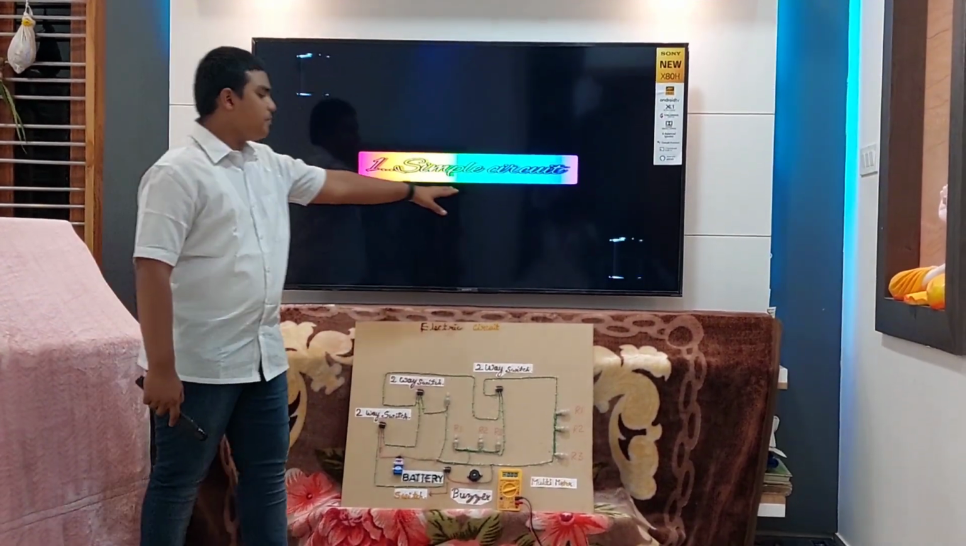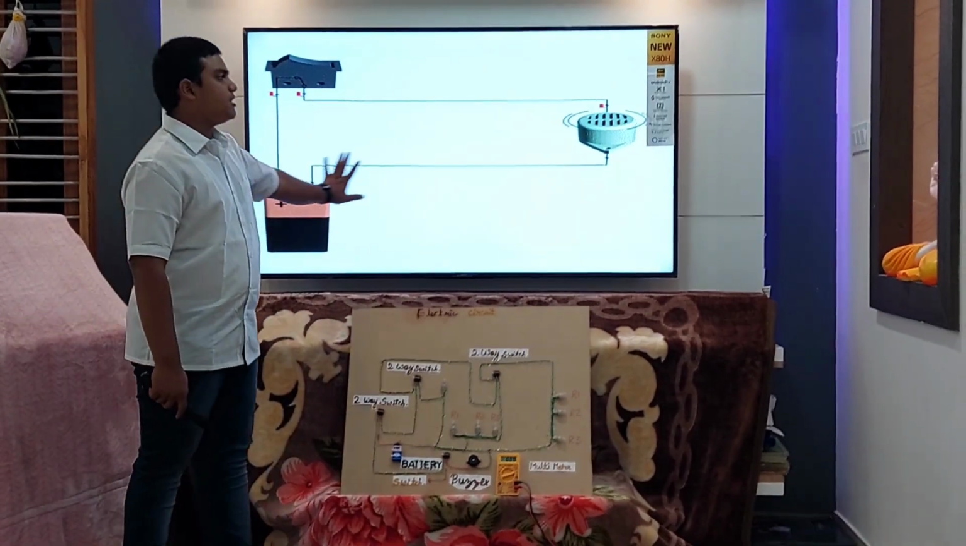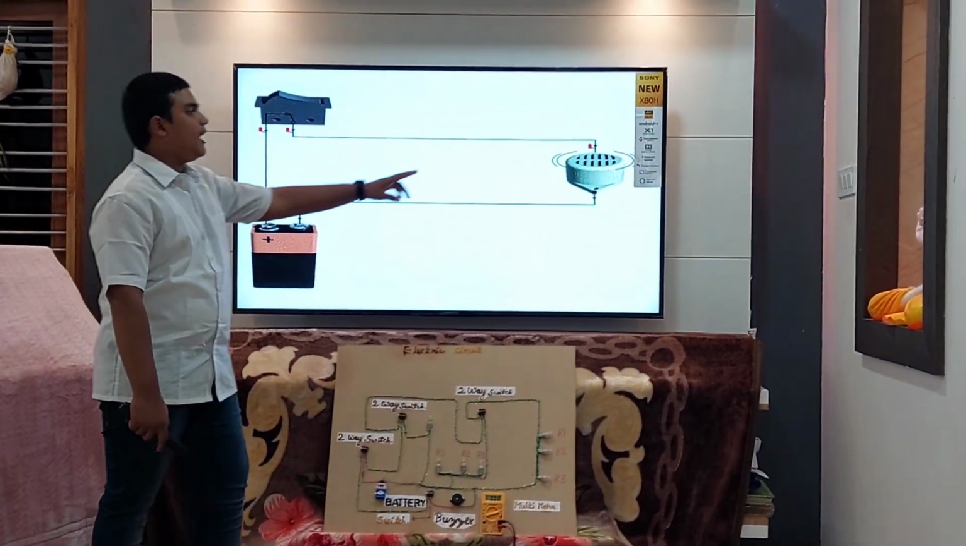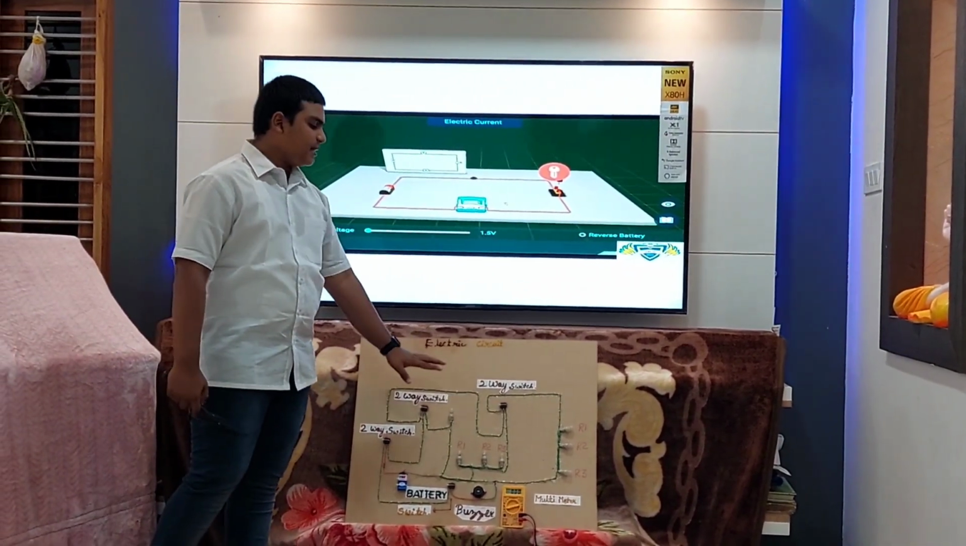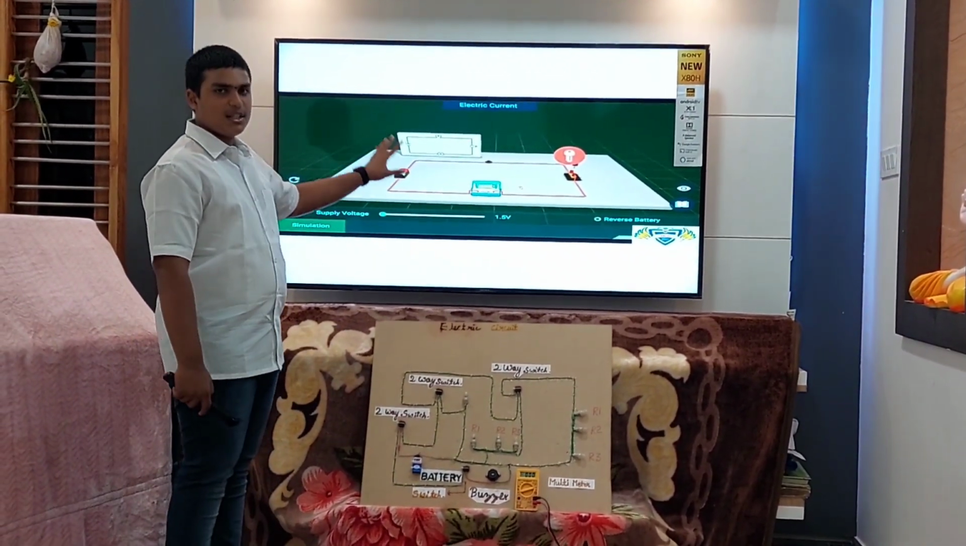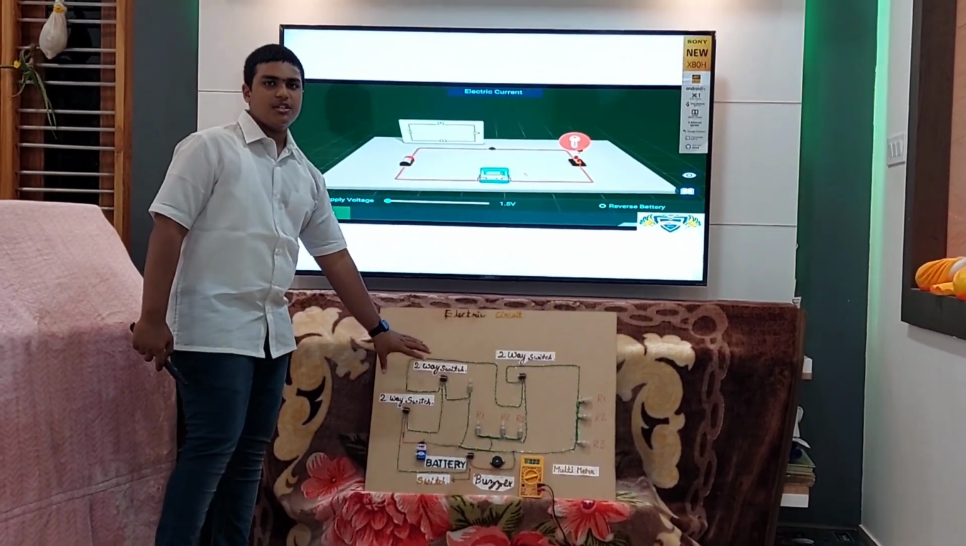I am going to explain simple circuit now. This is my simple circuit. I have used switch, battery and a buzzer. What is electric current? Let us see what is electric current before knowing simple circuit.